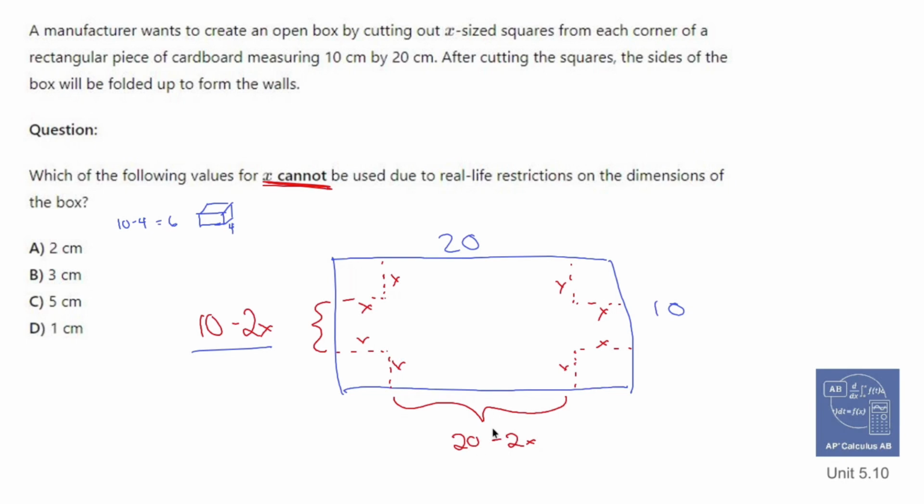And what would the length be? It would be 20 minus 2 times 2, which is 16. So it would be 16, everything's fair.